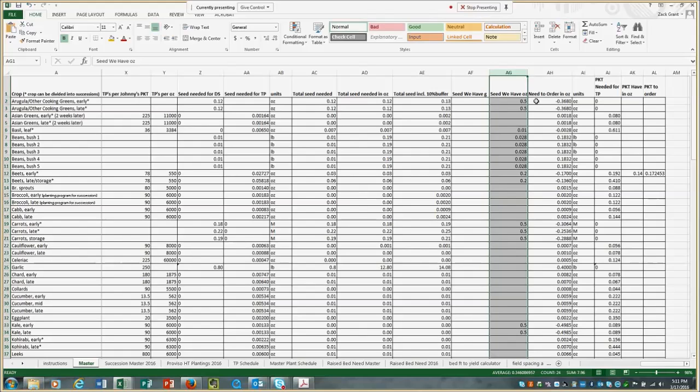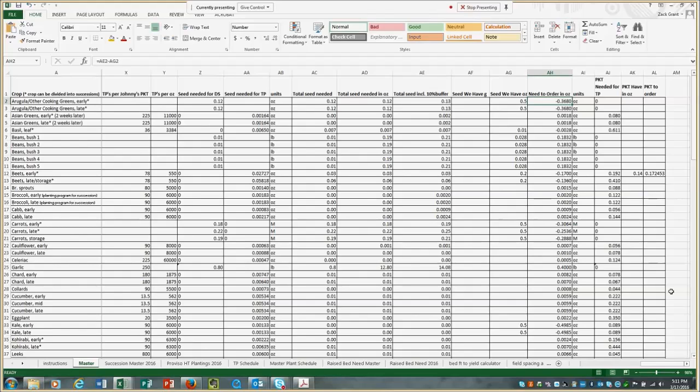So here you can see in column AH, I don't need to order any arugula seed because I know I have a half ounce of arugula seed already that's viable. So I actually have enough arugula seed probably for 2 years. Okay, so this is a good way to keep track of the seed that you have on hand, so you don't order too much seed. Okay, does that make sense?